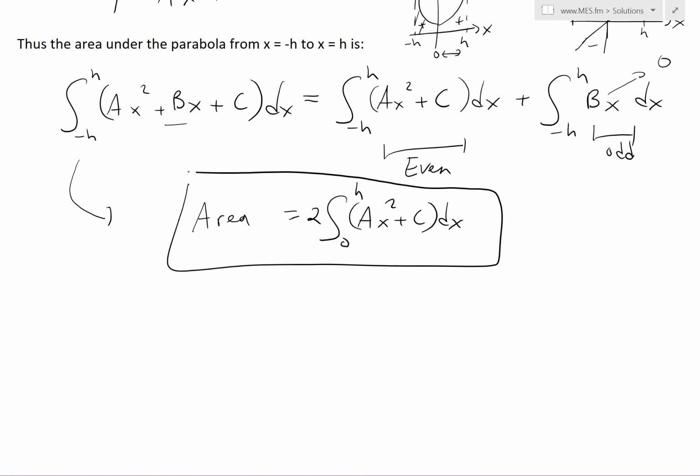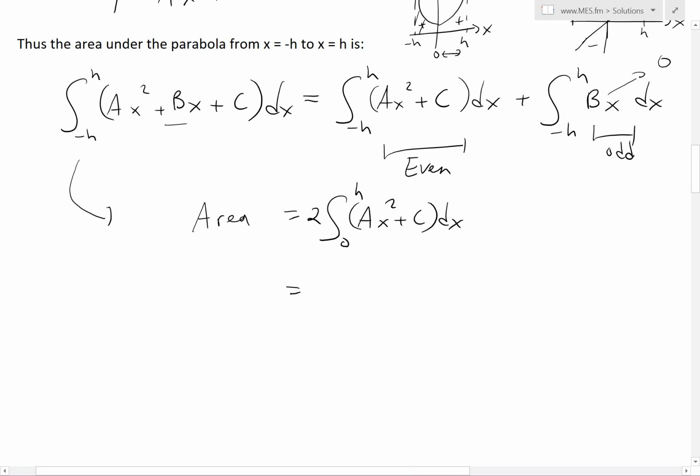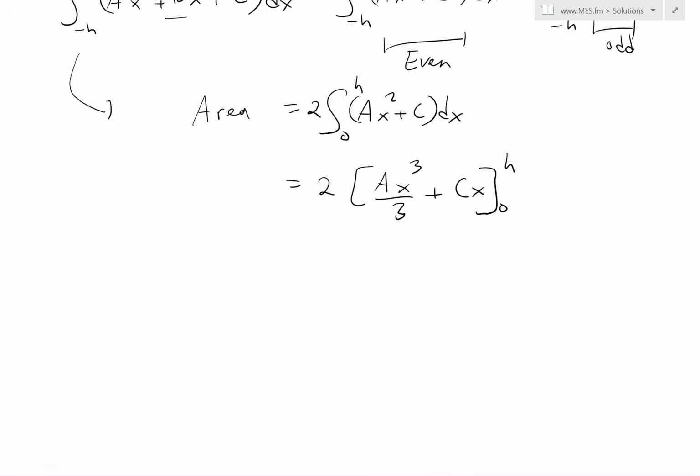And now we can solve this. Solving this equals 2 times, just integrate it, ax cubed divided by 3 plus cx, from 0 to h. Plug that in: we have 2 times, plugging in the h, h cubed divided by 3 plus ch.